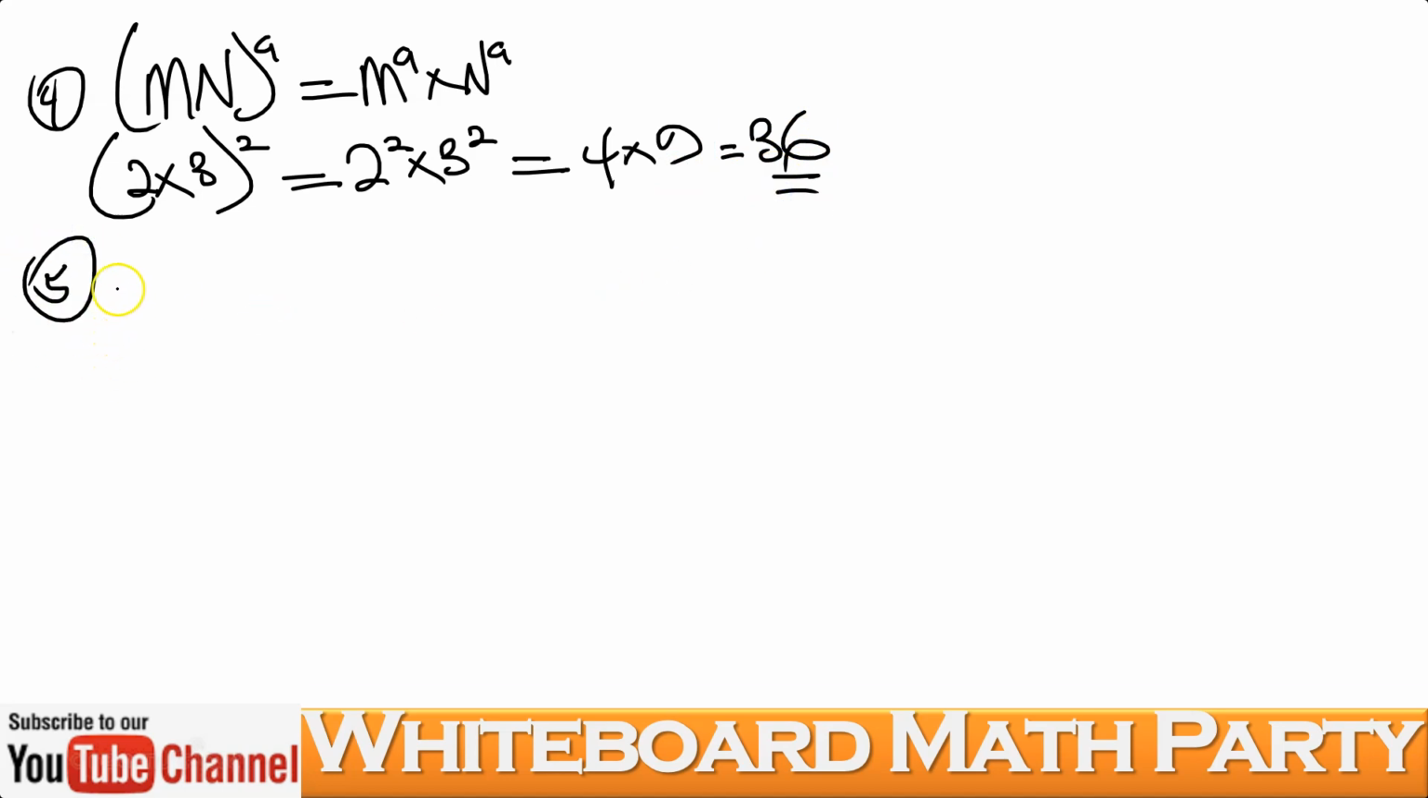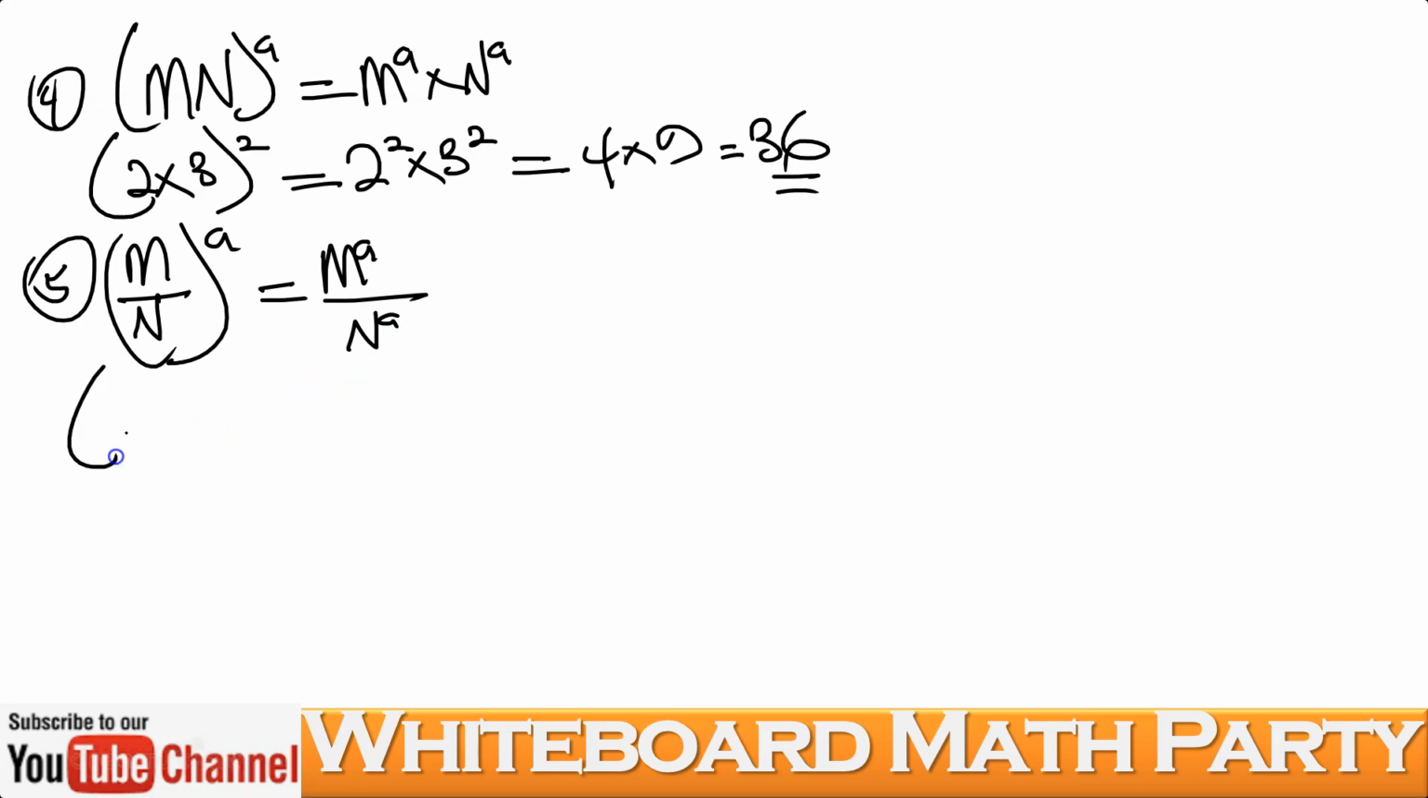Rule number 5. The fraction m divided by n, all raised to the power of A, is also the same as m to the power of A divided by n to the power of A. How can we apply this?